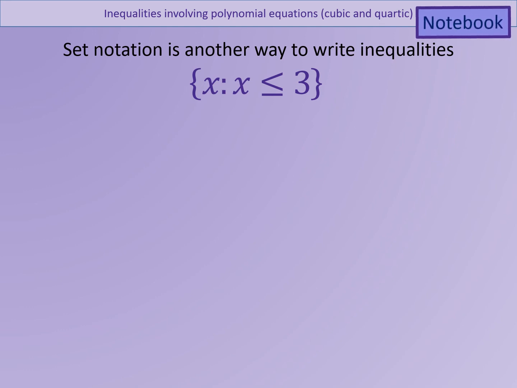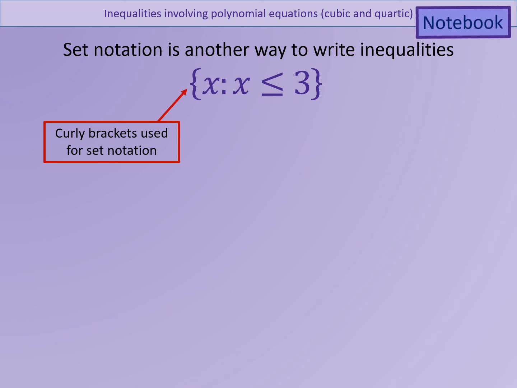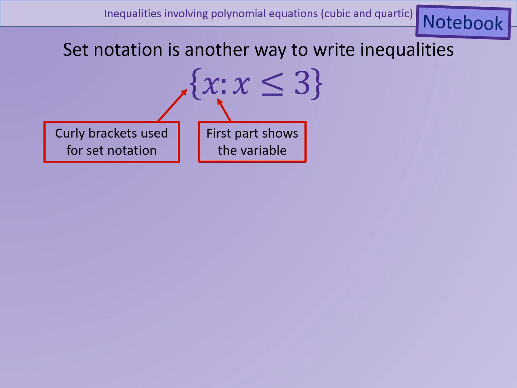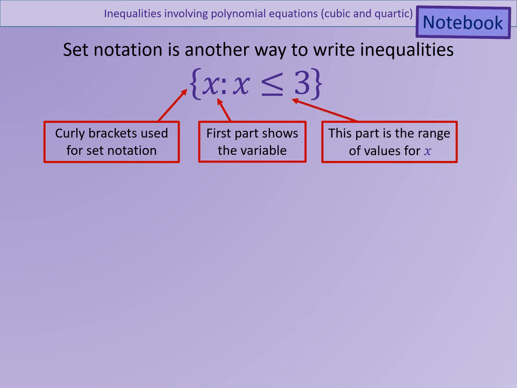So just to go through what each of the different parts mean. So we always use curly brackets when we do set notation. That just shows that the thing that we're writing inside those brackets is part of a set. We then write down what the variable actually is. So in this case it's x, but other times it might be k or another letter. We then put 2 dots and then we write down what the rule is that relates to x. So in this case, less than or equal to 3.